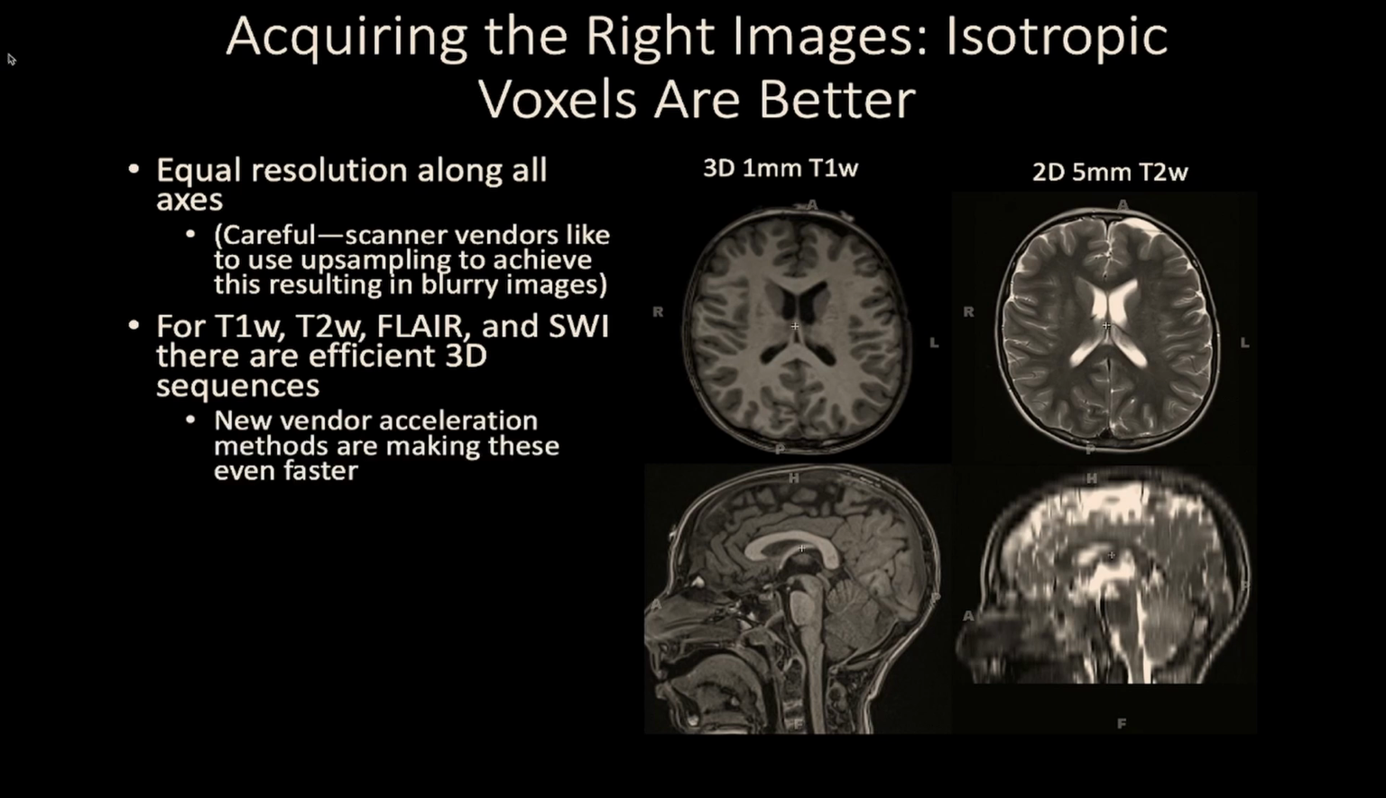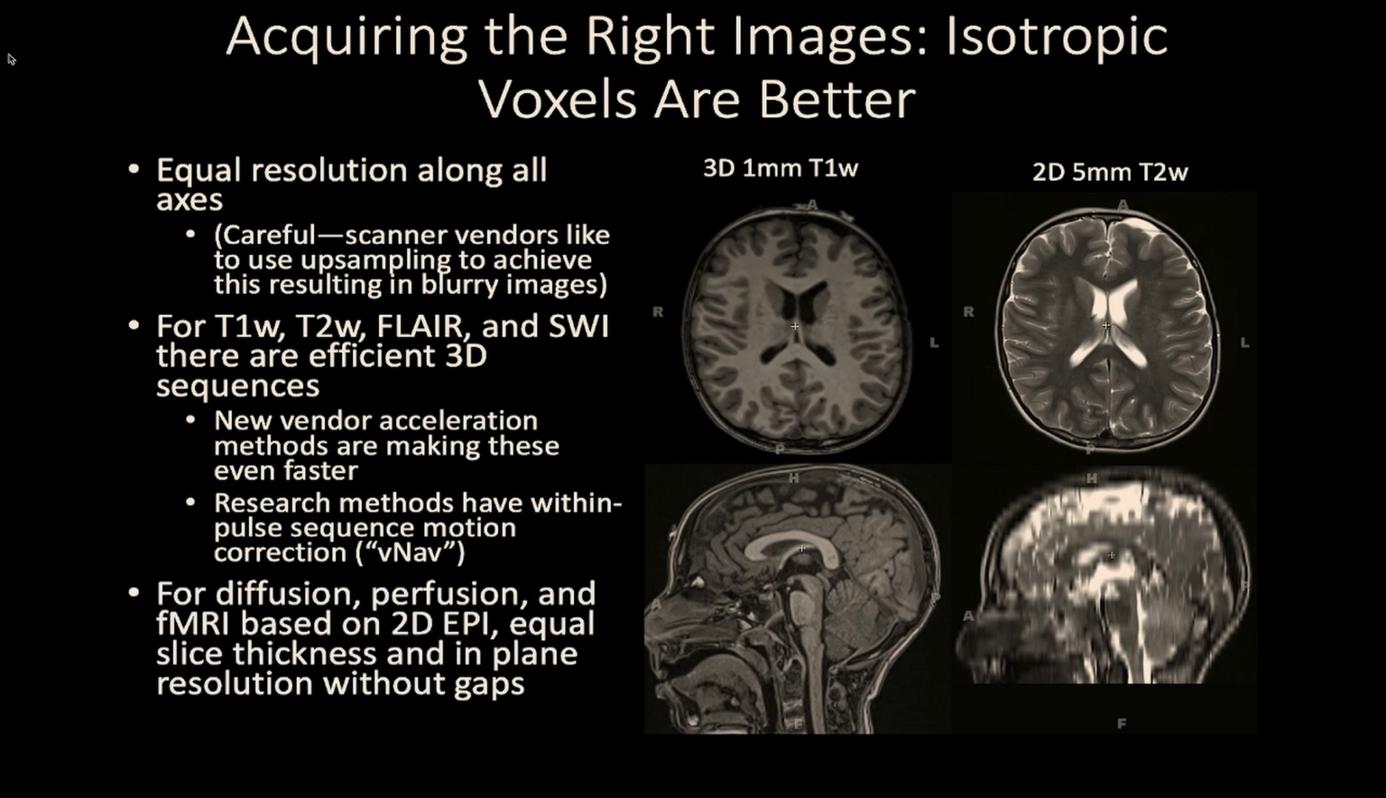There are efficient sequences for this. Vendor acceleration methods are making these faster. On the research side, we have within-sequence motion correction. That's very helpful because some of these scans can still be on the order of 4, 5, 6, 7, 8 minutes, depending on what resolution you try to get. It really helps to be able to correct for any within-scan motion. Unfortunately, we don't have that clinically, for somewhat unclear reasons, but we've used it on thousands of subjects in the HCP, and it's been very helpful.